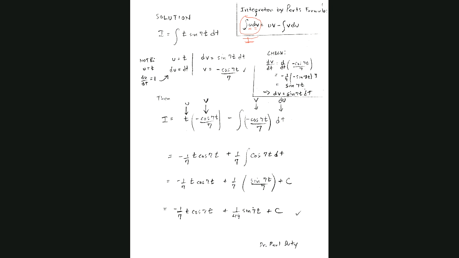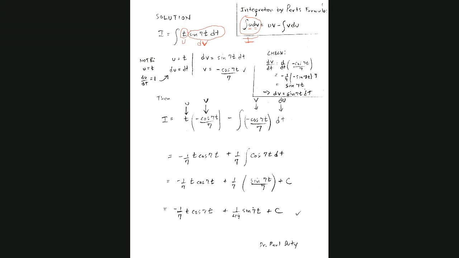I'm going to choose to let u equal t. I'm going to choose dv to be equal to the sine of 7t dt. Now, how did I know to do that? How did I know to let u be t and dv be sine of 7t dt? A lot of experience, and you're going to get that experience too. But for now, just take it on faith that that's what we want to do.